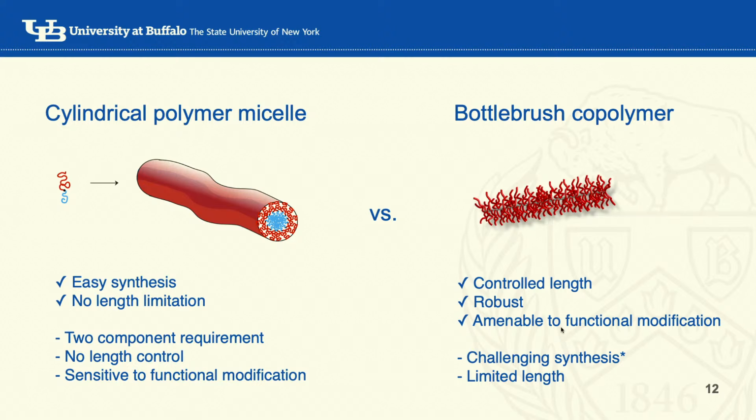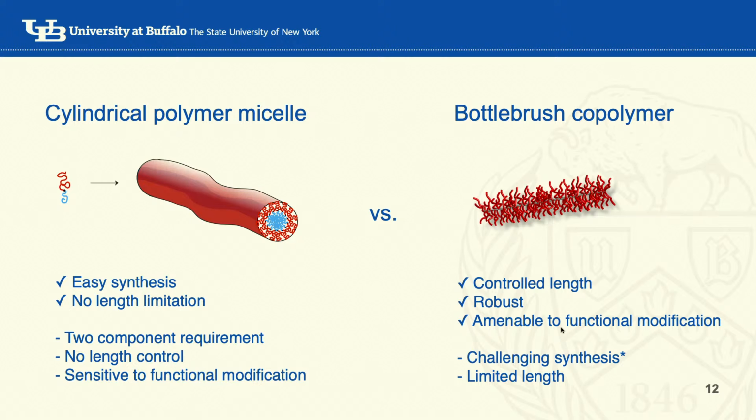With the bottle brush system, it also provides you the same shape factor. It's a cylindrical structure, right? But everything is covalently connected together. So I would call this covalent assembly. It's covalently connected because that's how we synthesize it. Right? We make this as one molecule. So it has a controlled length because we control it during synthesis. It's very robust, meaning that you can put different functional groups and it's not going to change the shape of the molecule because everything is covalently connected together.